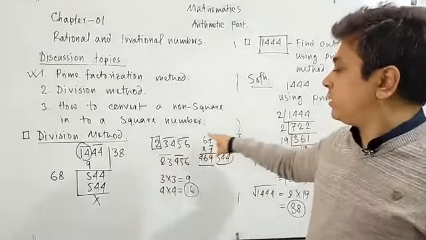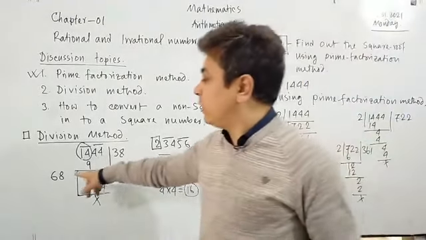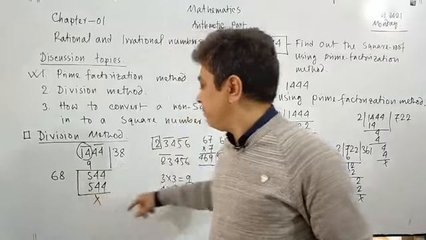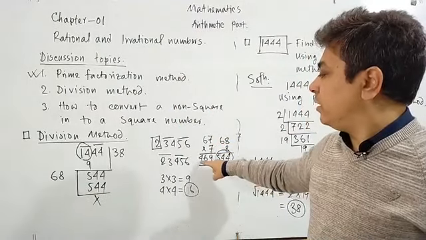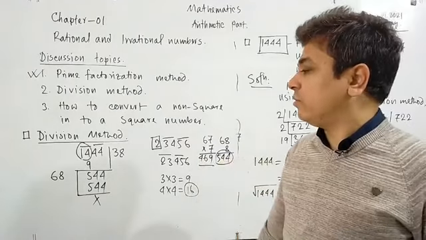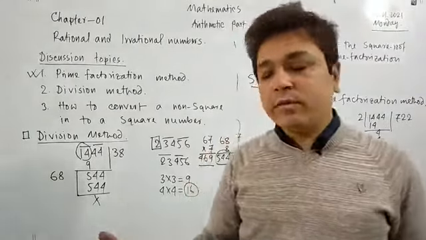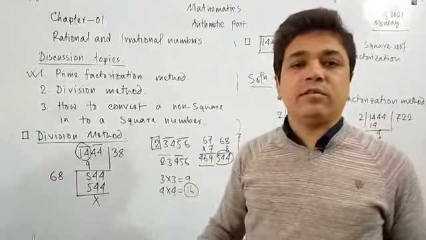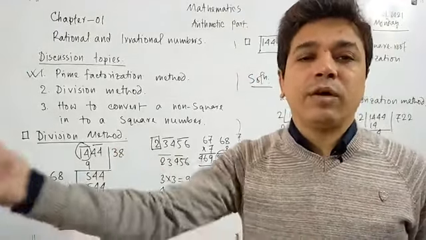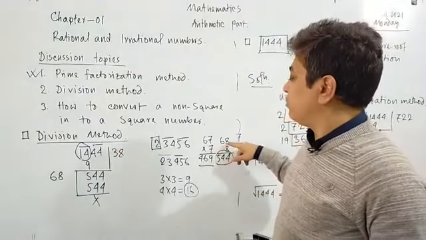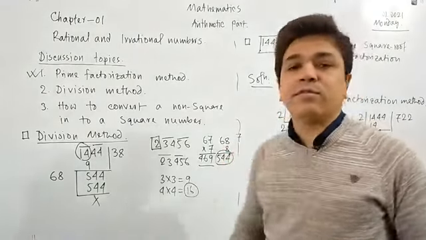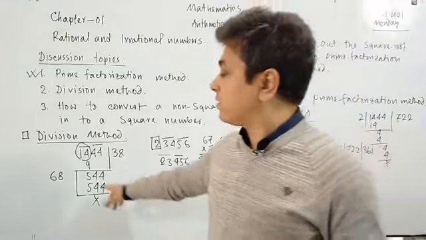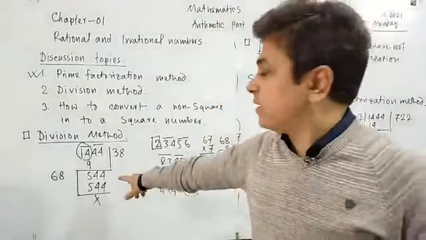Look here, we checked with 7 first. We put 7 here and tried 7 into 7. Is it okay or not? We got 469, but here is 544, so 469 is less. We have to check one step ahead. We go just one more: it is 68, and 68 into 8 is 544, which exactly matches that number.